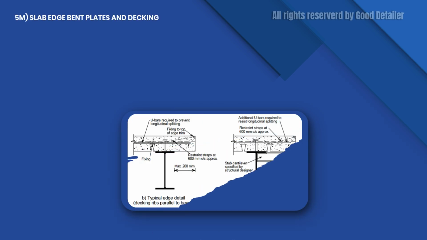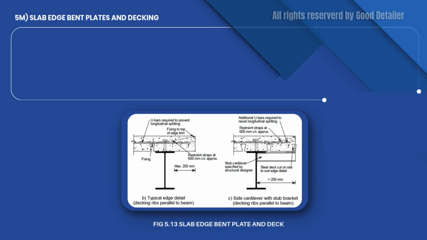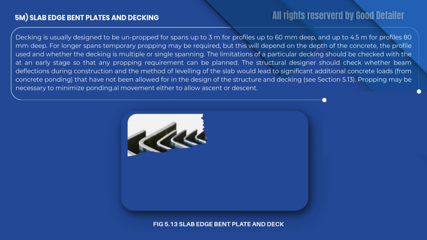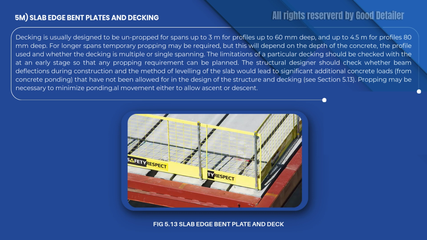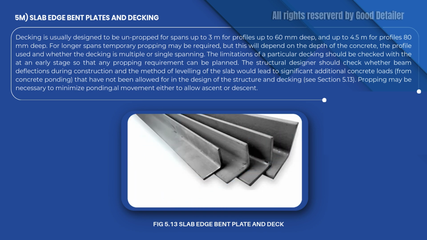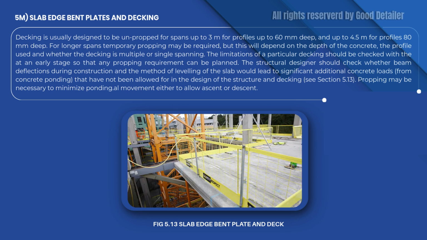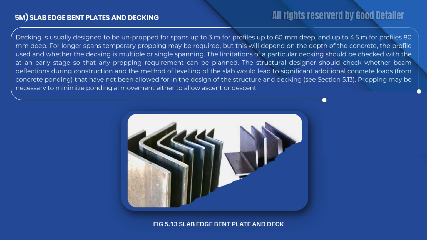5M. Slab edge bent plates and decking. Decking is usually designed to be unpropped for spans up to 3 meters for profiles up to 60 millimeters deep and up to 4.5 meters for profiles 80 millimeters deep. For longer spans, temporary propping may be required, but this will depend on the depth of the concrete, the profile used, and whether the decking is multiple or single spanning.